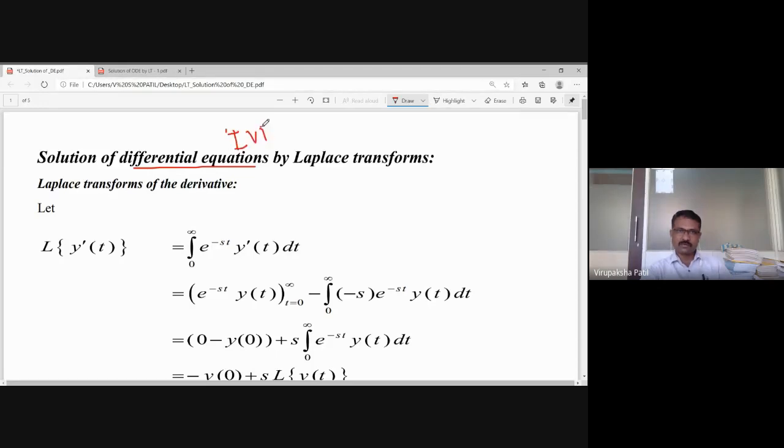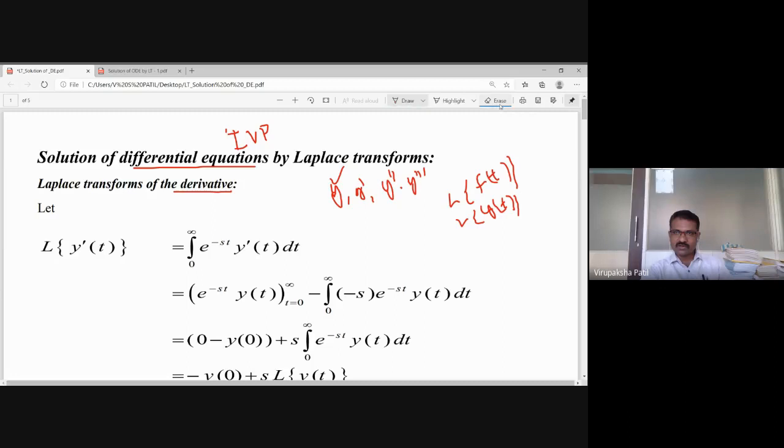For that purpose, we will first find the Laplace transform of a derivative. Derivative means, if y is given, y dash, dy by dx or dy by dt, y double dash, y triple dash, these are called derivatives. Already you know the Laplace transform of f of t. Now, instead of f, we'll take y of t. Only that is the difference.